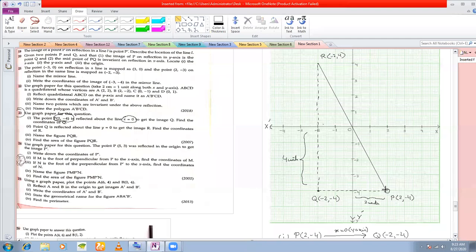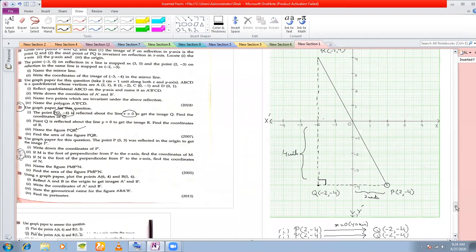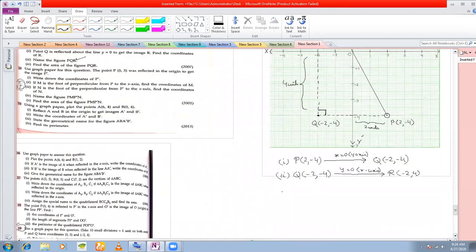We join this. PQR is a triangle. What kind of a triangle? It is a right angle triangle, because if you see, here we have a 90 degree angle. So your answer to this question is, PQR is a right angle triangle. Next question is, find the area of the figure. You know how to find the area of the figure? So let me write the answer to the third one also.